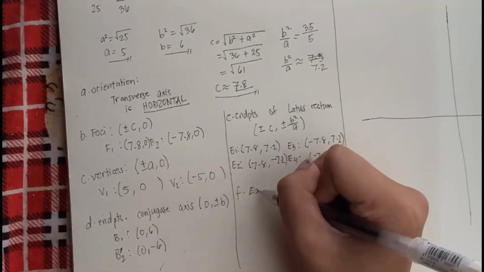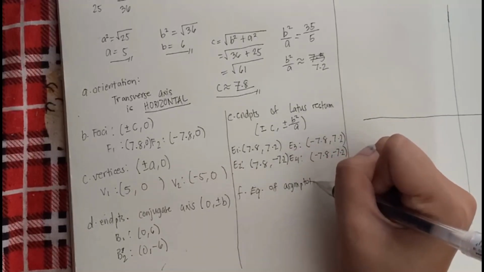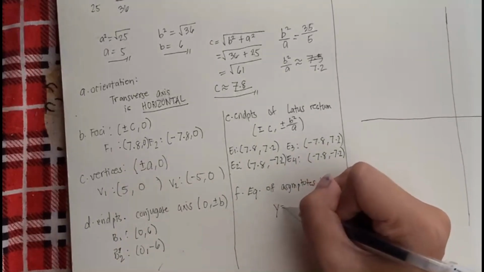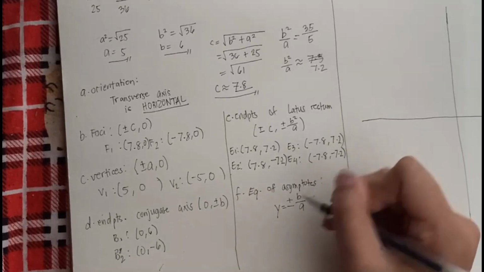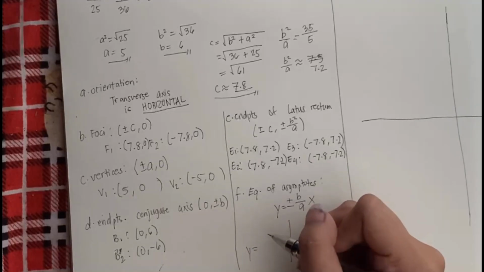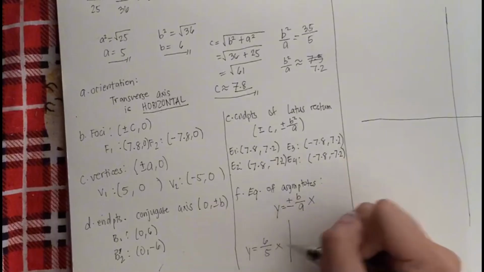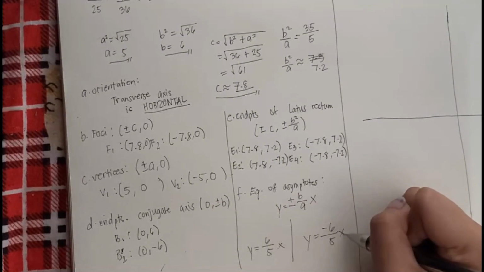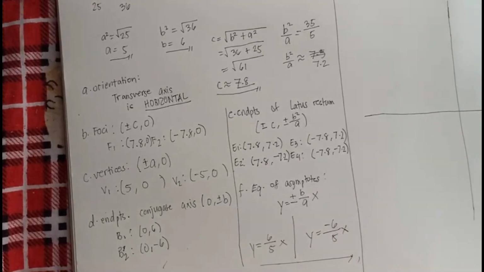So for the equation of the asymptotes, the formula is y is equal to positive and negative b over a x. Then you're going to substitute again. Y is equal to 6 over 5 x and y is equal to negative 6 over 5 x, because the sign is negative and positive.